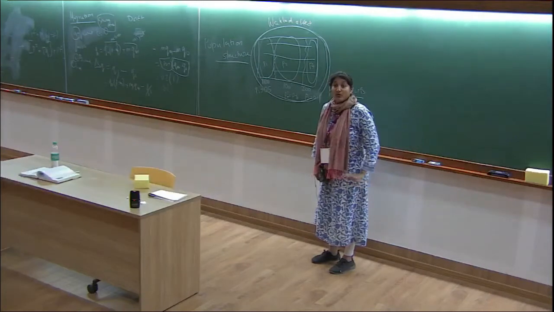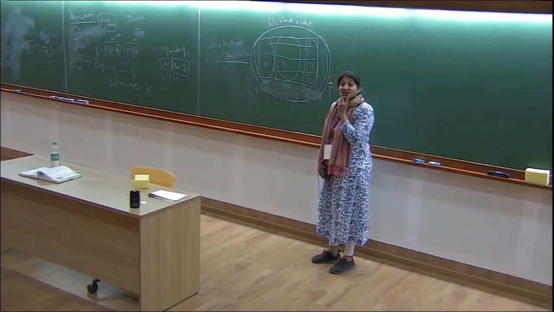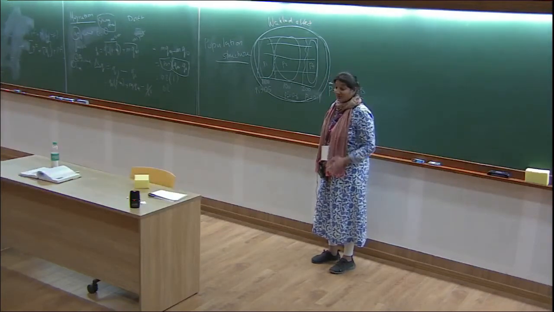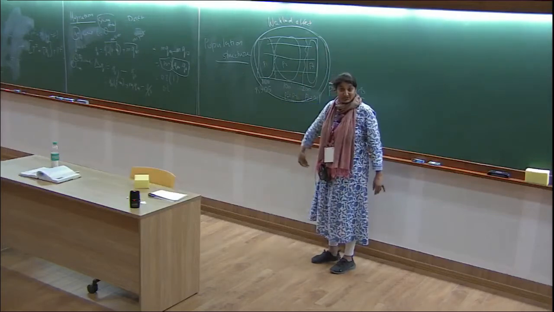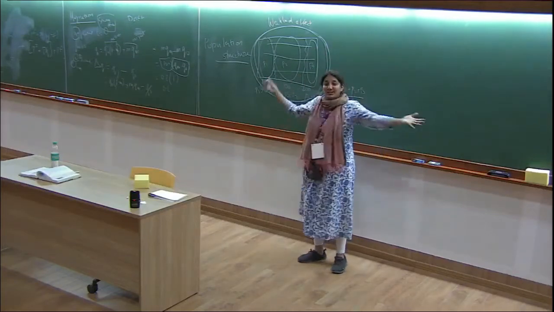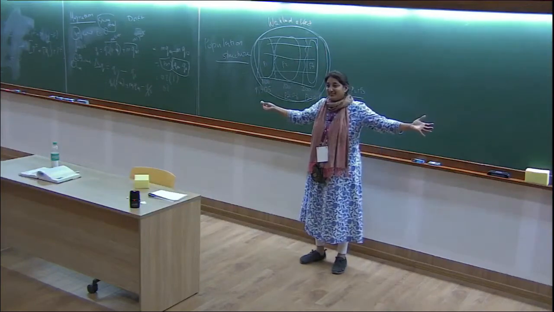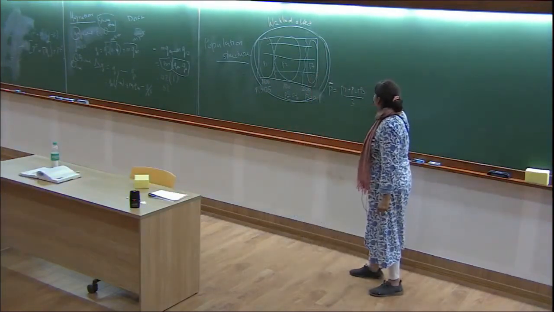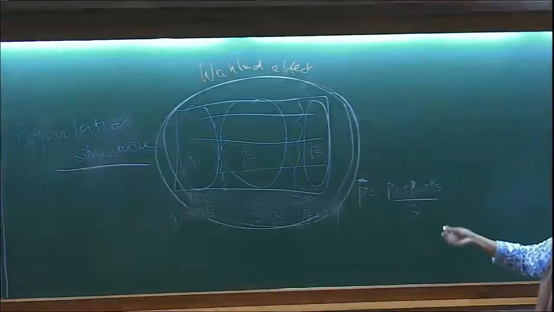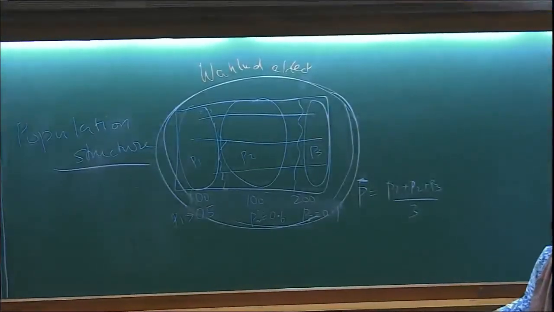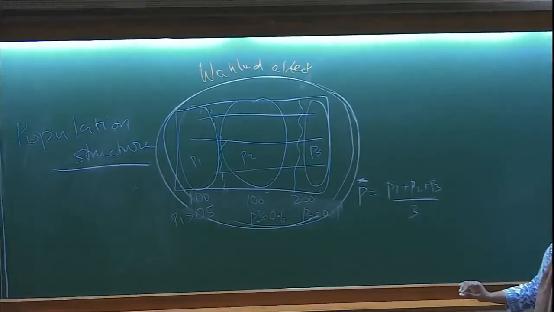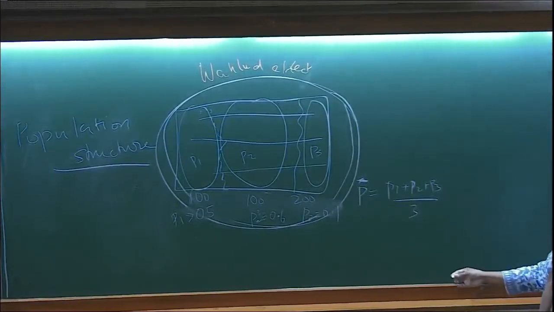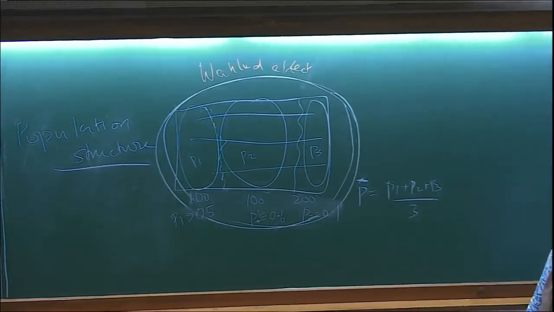But what I'm saying is, if you did not know that there were these 3 populations, it would be mixed, right? So you would think the frequency of P is P1 plus P2 plus P3 by 3. It's the average. Does this make sense? If it was a continuous population with all the alleles mixing, okay?